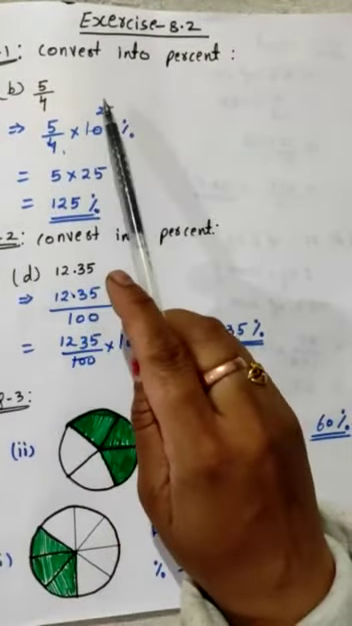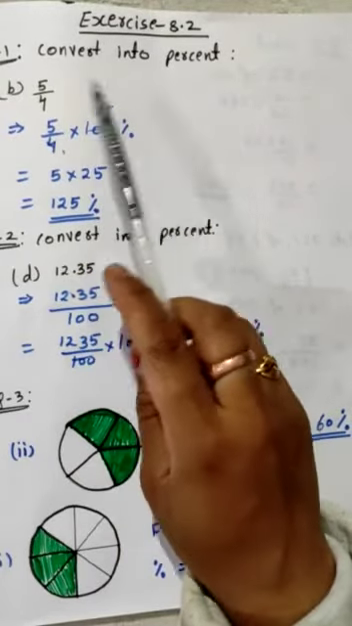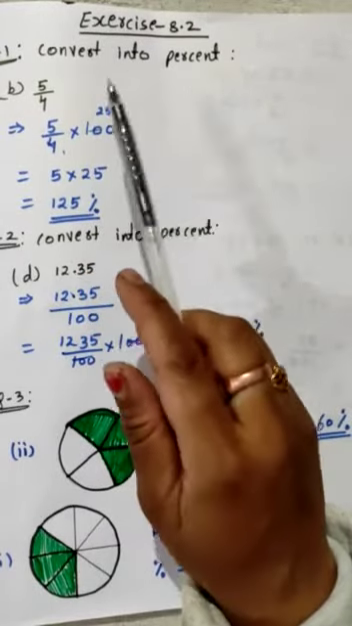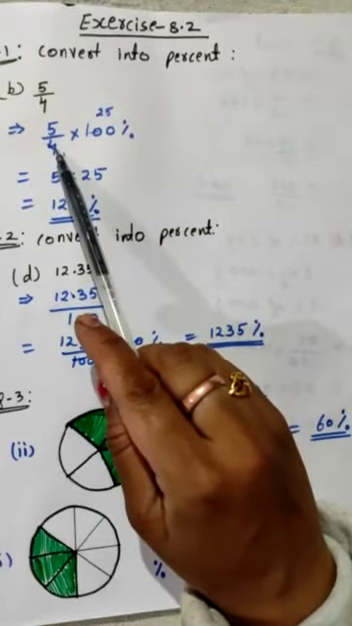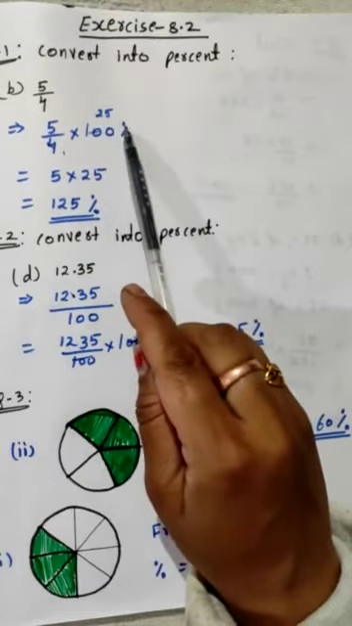The first one is you have to convert the given fraction into percent. The fraction is given to you, you have to convert into percentage. Percentage is per 100. So 5/4, whatever fraction is given to you, you just have to multiply it by 100 and put a sign of percentage.